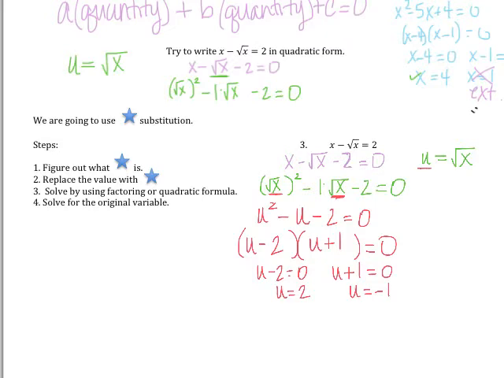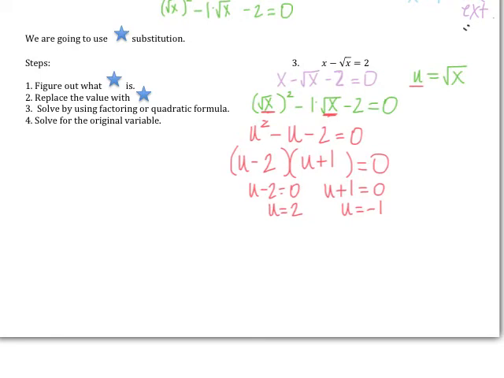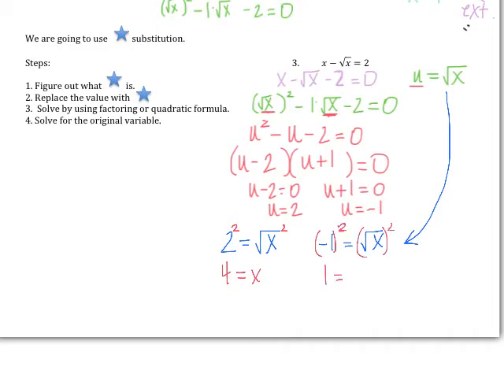Well, I'm not done because the problem is asking me about x, not about u, so I do have to go back and substitute this back in. So I'm going to take what I had for u, and I'm going to replace it: 2 equals the square root of x, and -1 equals the square root of x. In order to get x out of that square root, I would need to square both sides. So then that would give me 4 equals x, and 1 equals x. Notice that these are the same two answers that we got from above.